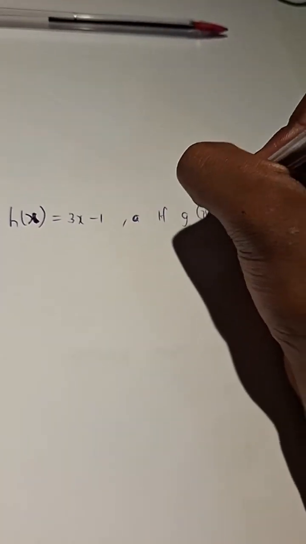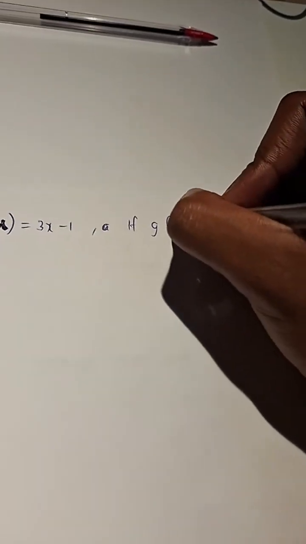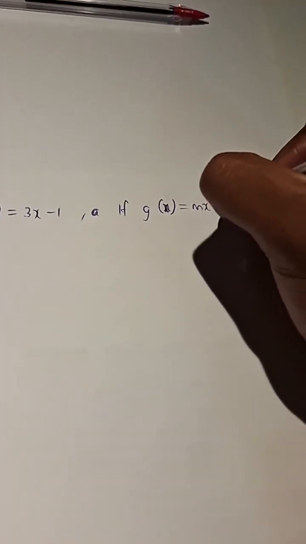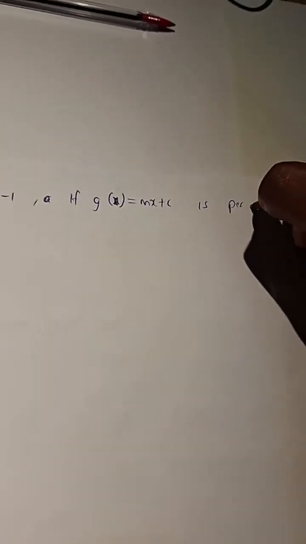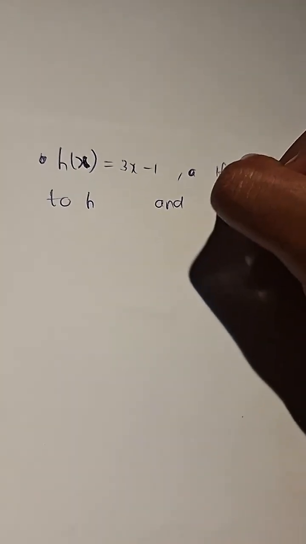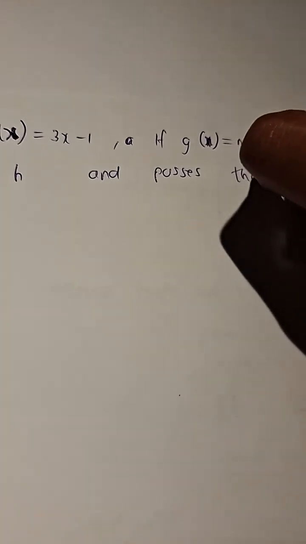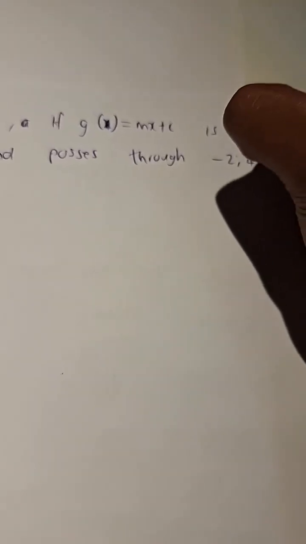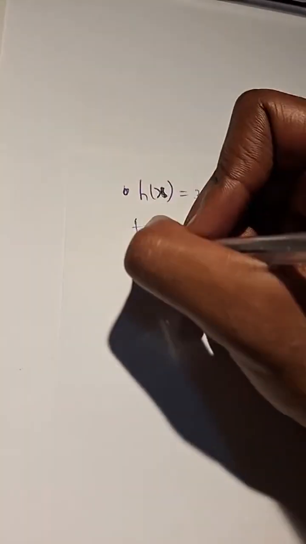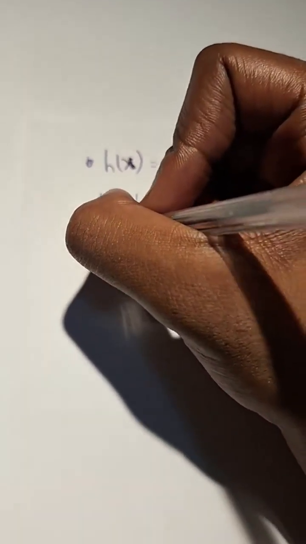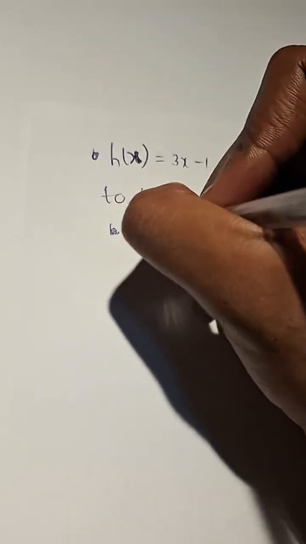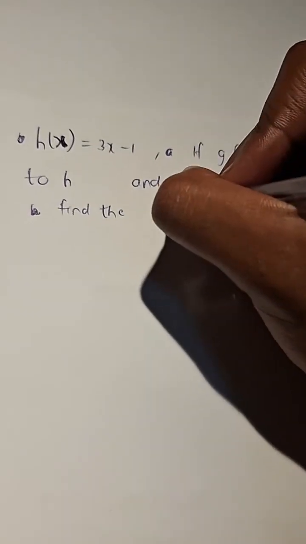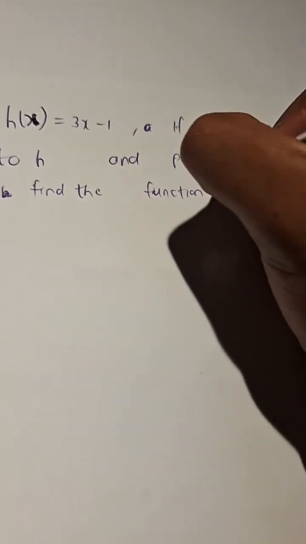If g of x, which is equal to mx plus c, is perpendicular to h and passes through -2 and 4, find the function g.